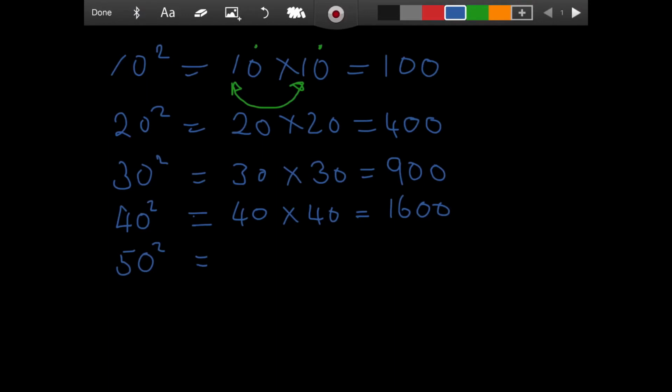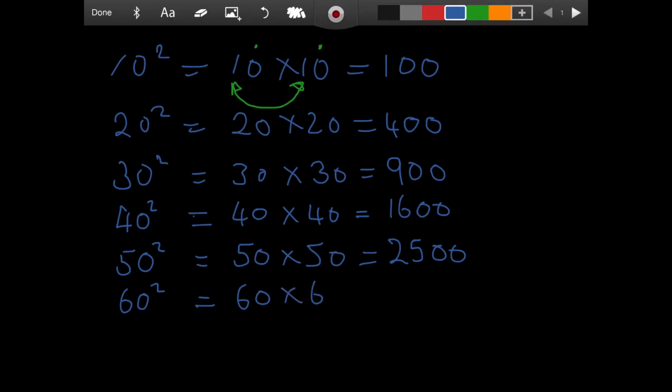50 squared. 5 times 5 we're going to be doing on this one for 50 squared. So 5 times 5 is 25. Add the two zeros. 60 squared is 60 times 60. So 6 6s are 36. And two zeros there.